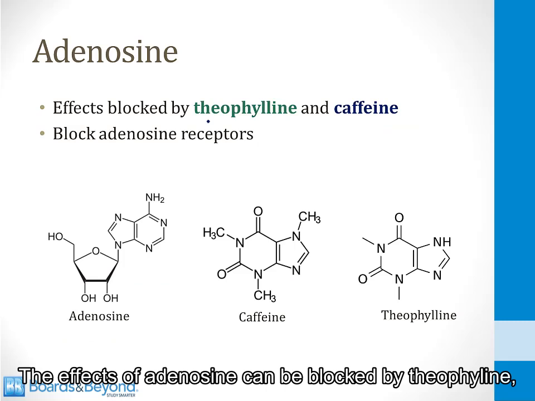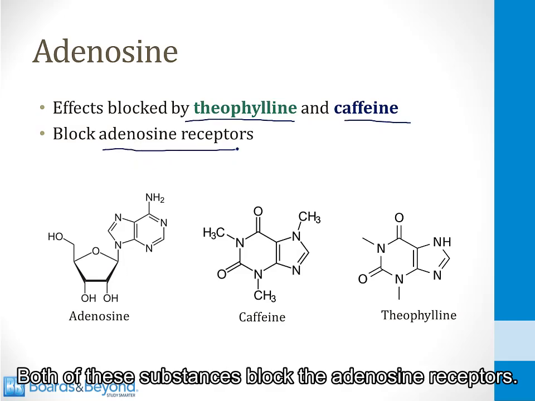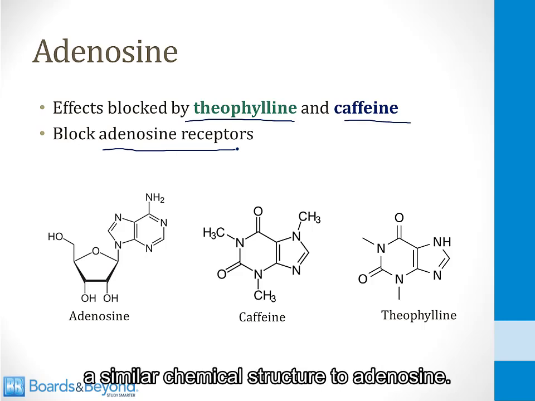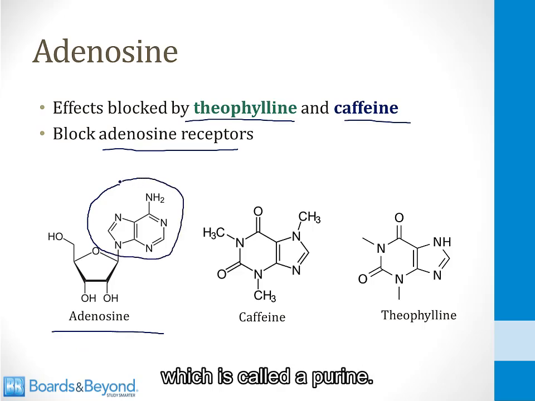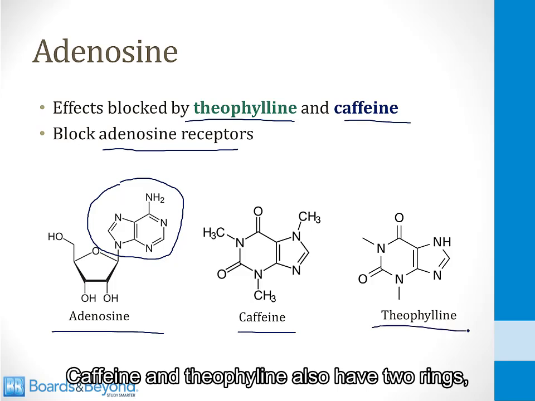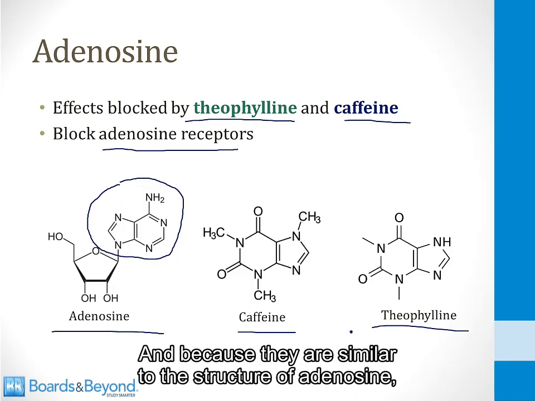The effects of adenosine can be blocked by theophylline, which is a COPD medication, and caffeine. Both of these substances block the adenosine receptors, and they do that because they have a similar chemical structure to adenosine. This is the structure of adenosine. The base in adenosine is adenine, which is called a purine. Caffeine and theophylline also have two rings, much like adenine. They are a chemical structure called methylxanthines.